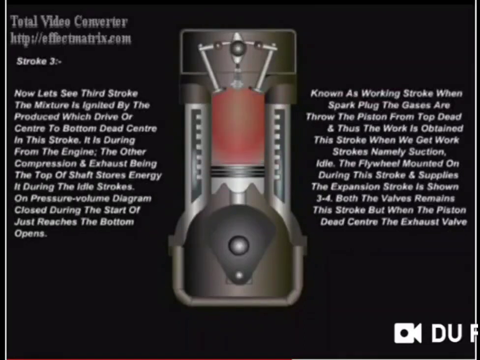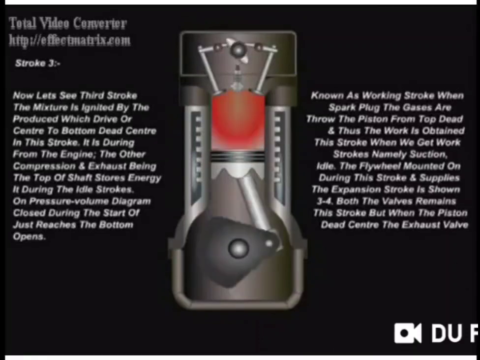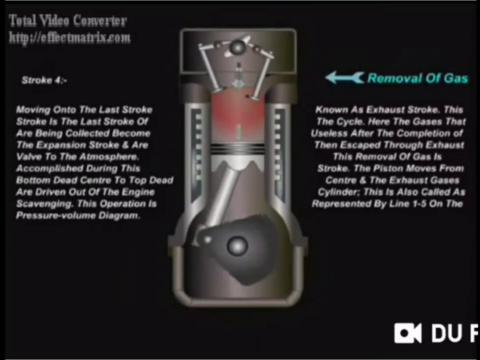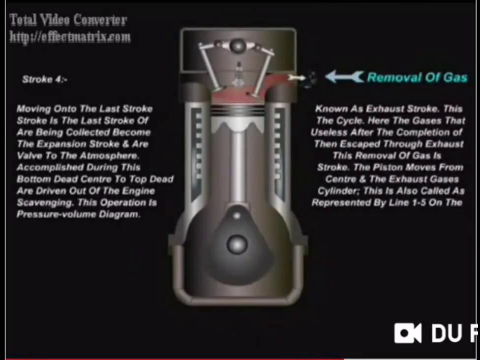Now, after the power stroke, again the piston starts moving from bottom dead center to top dead center. Let us have a look at which valve will be open and closed. Here we see that the piston is moving in the upward direction. When the piston moves upward, the exhaust valve is open, and there is removal of the gas, that is the smoke.